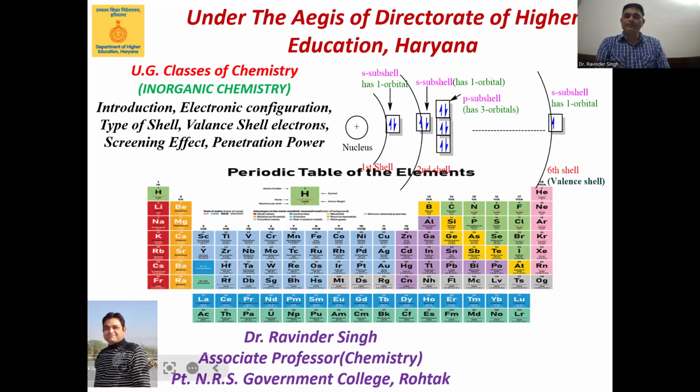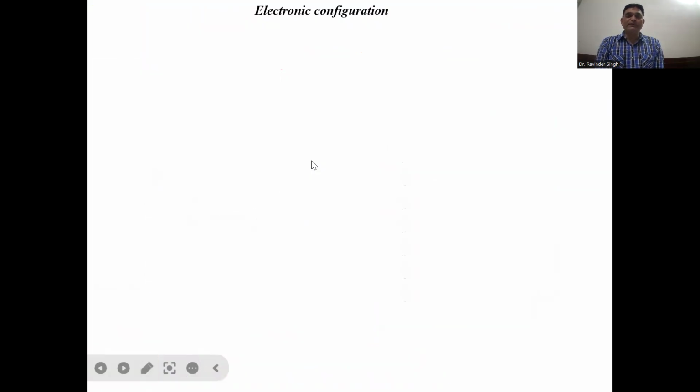Good morning, everyone. In today's lecture, we are going to discuss the electronic configuration of all the blocks of the elements, whether the elements are s block, p block, d block, or f block elements, followed by the different types of shells which get involved while writing the electronic configuration, the different types of valence shell electrons, whether they are lone pairs or bond pairs, and the different factors which affect the trend in size and other properties, meaning screening effect and penetration power. So let's discuss all these factors one by one.